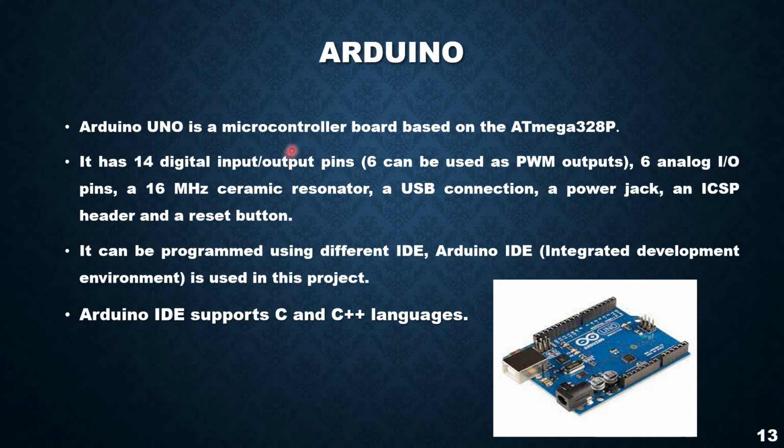We use Arduino Uno, so we are going to discuss it. Arduino Uno is a microcontroller board based on the ATmega328P. It has 14 digital input and output pins. Of these, 6 can be used as pulse width modulation outputs, and there are 6 analog input pins. These 6 PWM pins are also called digital pins. It contains a 16 MHz ceramic resonator, a USB connection, a power jack for power supply and a reset button.